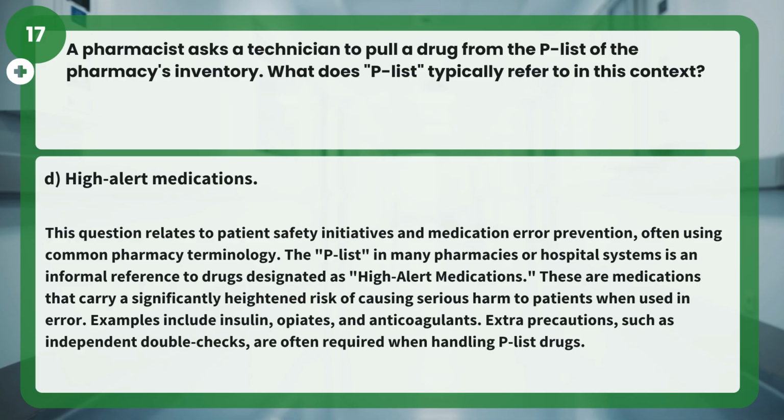Answer: D. High-alert medications. This question relates to patient safety initiatives and medication error prevention, often using common pharmacy terminology. The P-list in many pharmacies or hospital systems is an informal reference to drugs designated as high-alert medications. These are medications that carry a significantly heightened risk of causing serious harm to patients when used in error. Examples include insulin, opiates, and anticoagulants. Extra precautions, such as independent double checks, are often required when handling P-list drugs.